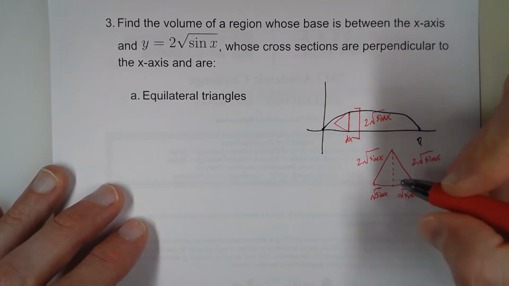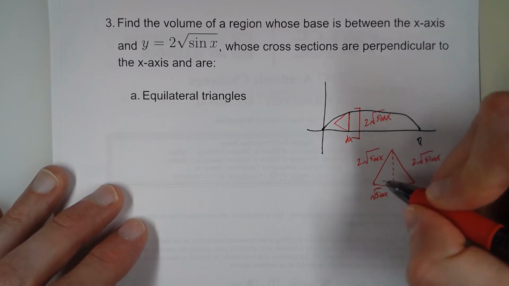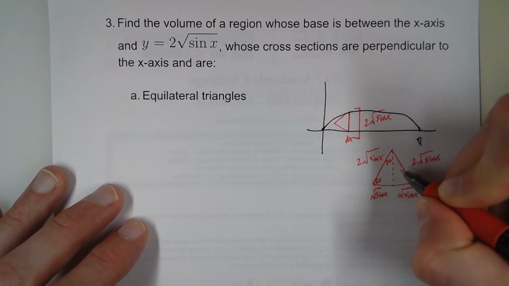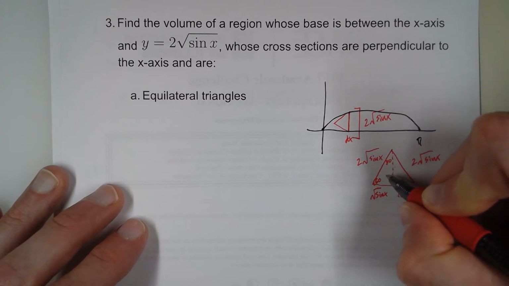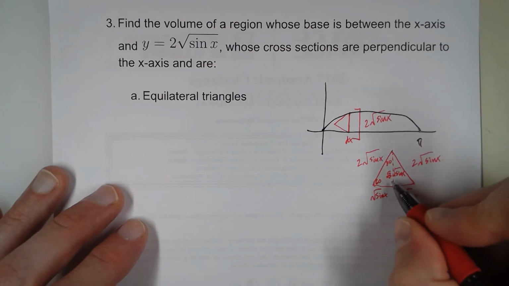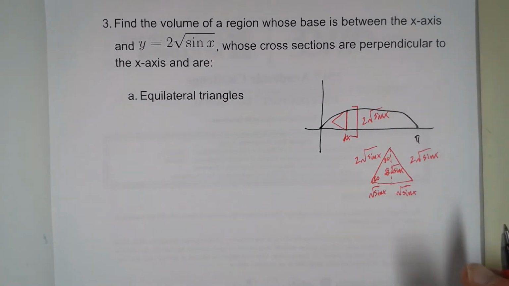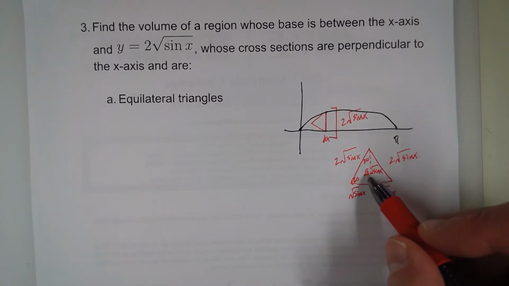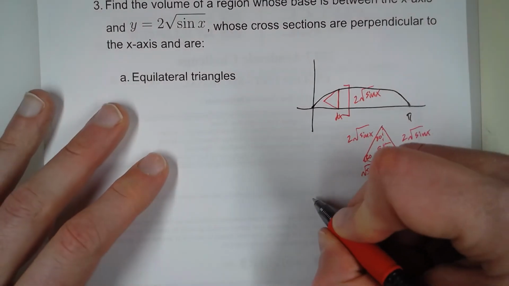And so now the height, to get the height, remember that this is a 30, 60, 90 triangle. So I multiply this by square root of 3. So square root of 3 times square root of sine x. And I'm not putting the 3 inside the sine x because that's just a coefficient. It's going to go out front anyway.